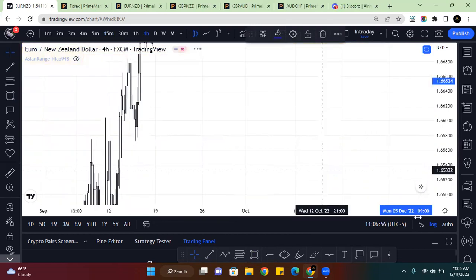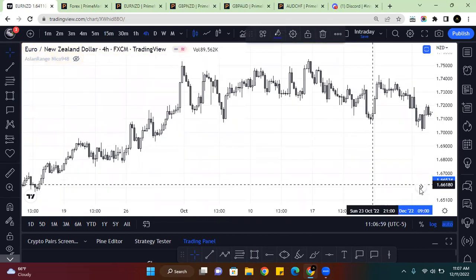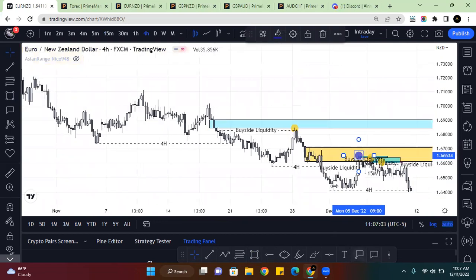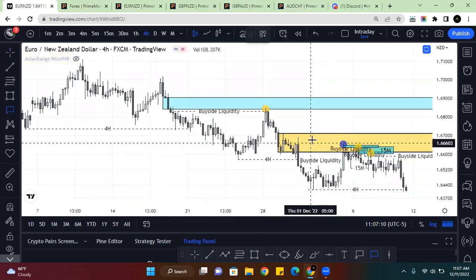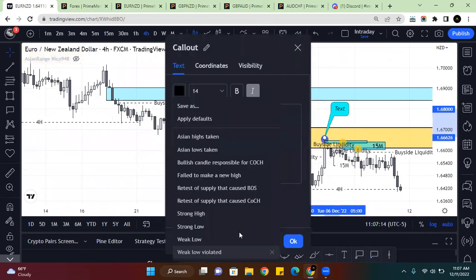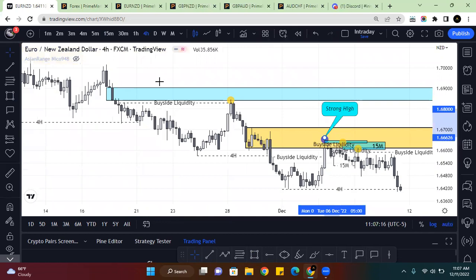Referencing back to the 4-hour real quick, you can consider this a strong high right here, actually. You consider this a strong high, you consider this a strong high. This should not be violated at all to the upside. If it does, then you're likely incorrect on the area.